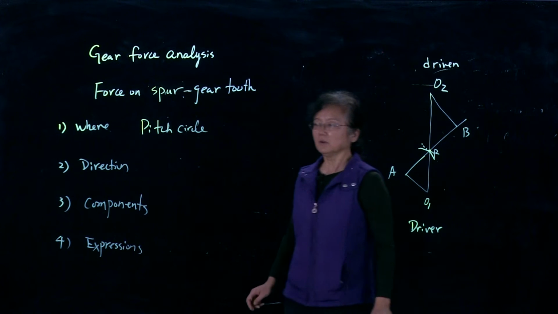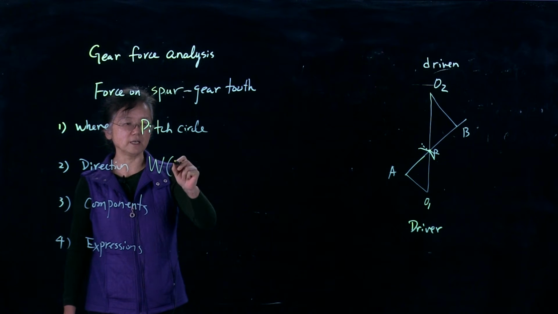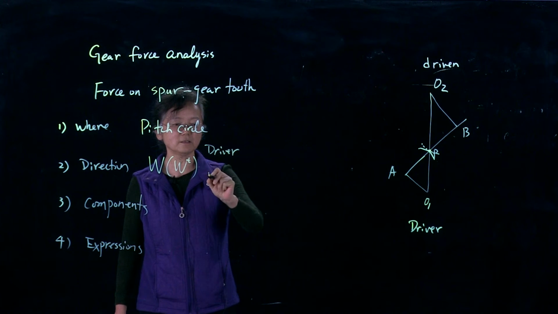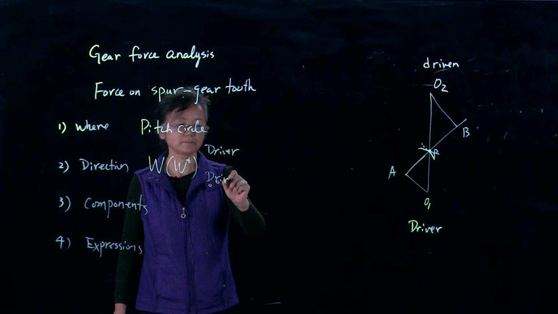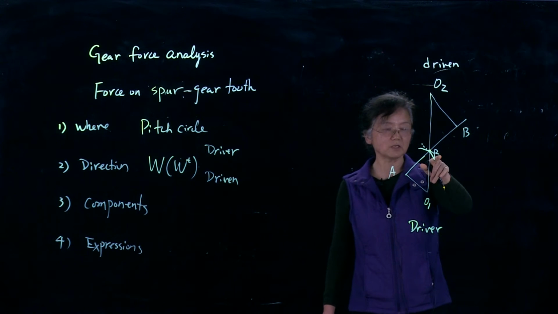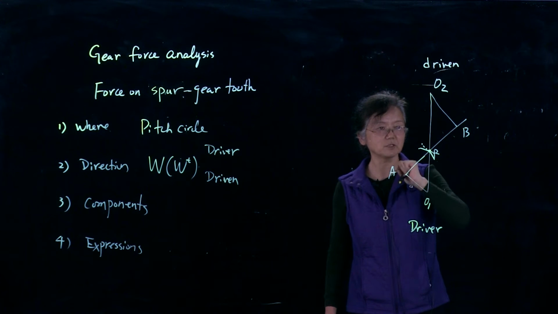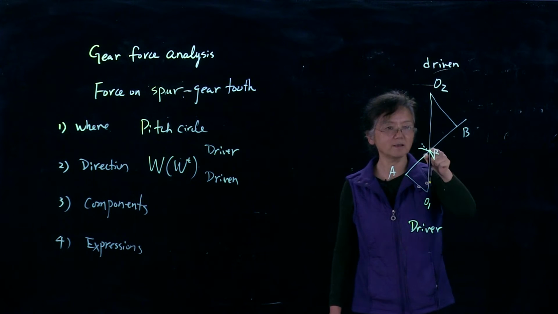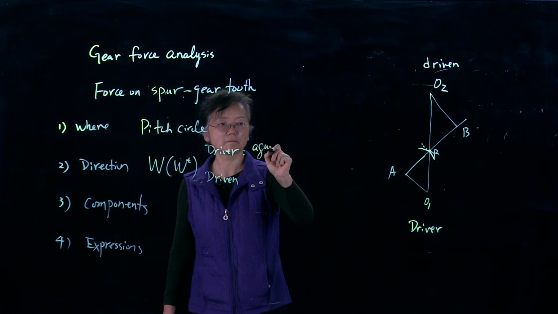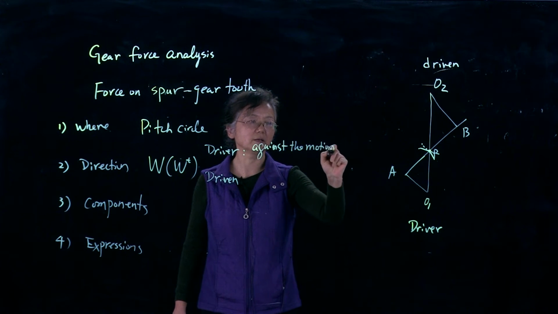As for the direction, let's look at the force, the normal force, particularly the tangential force. We have to talk about the driver and the driven. This gear is the driver gear, so it pushes the mating surface to go along this direction. Therefore the driver feels the resistance, so the force has to be against the motion. The force direction is against the motion direction.